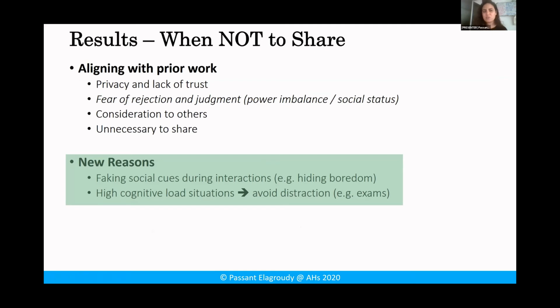But the new reasons that we found were that people thought our system would actually expose them in case they're doing fake social cueing. So let's say you're bored at a party and then you get into such a system and people would know that you're actually very calm and annoyed. And also in high cognitive states like exams and so on, because this would be very distracting.